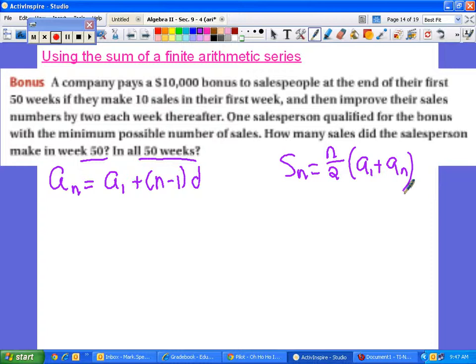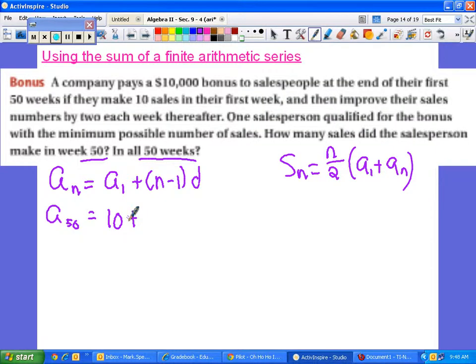And in order to use this formula, we need to know n. We need to know the value of the last term. Okay, so we know what n is. We know how many terms there are in the series. It tells us. In fact, everything we need to know about the problem is in the problem. It's 50 because it tells us it's 50 weeks. It tells us the number of terms in the first week. How many sales did the person make in the first week? 10.